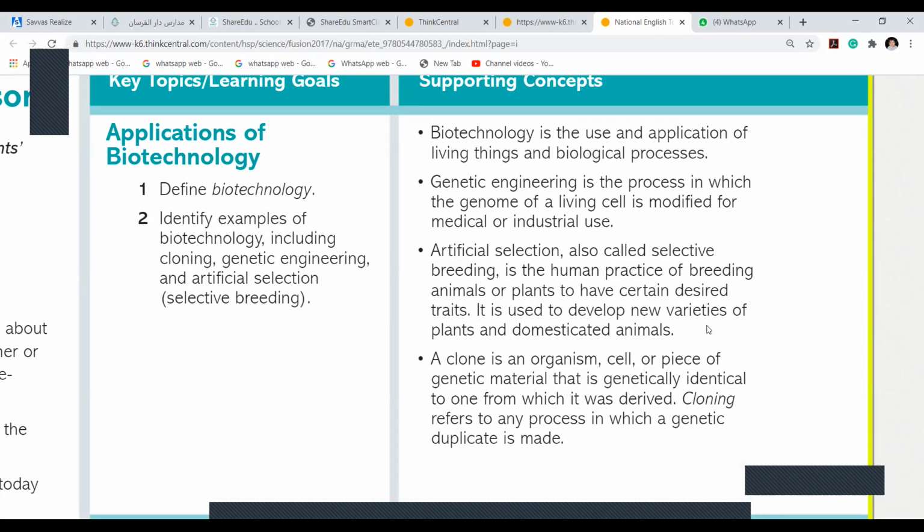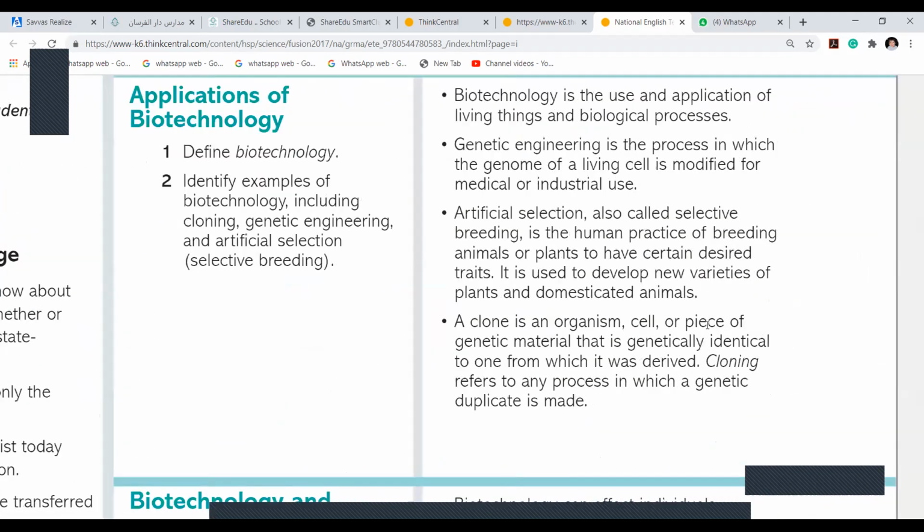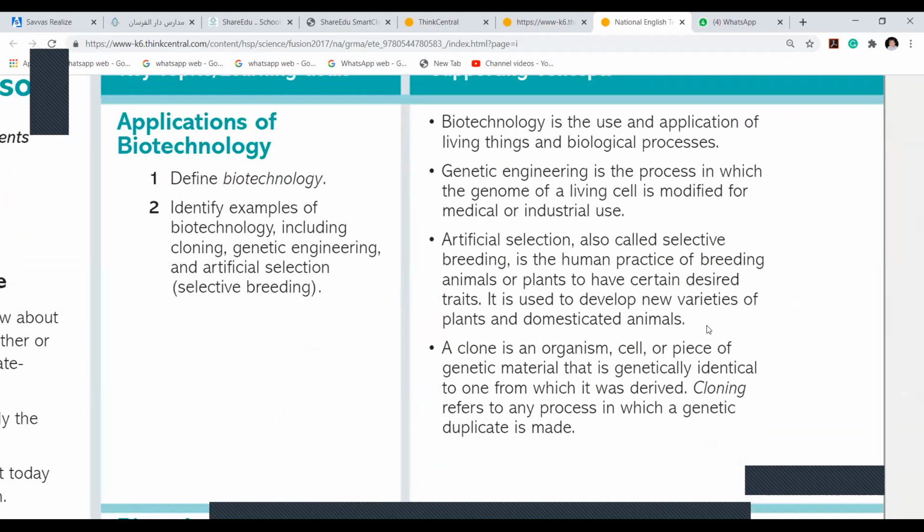We will learn about biotechnology. What bio means, you all know, it means living. So whatever I apply on living things, maybe it is technology, maybe it is with the biological process, all of these come under biotechnology. It is the use and application of living things and biological processes.